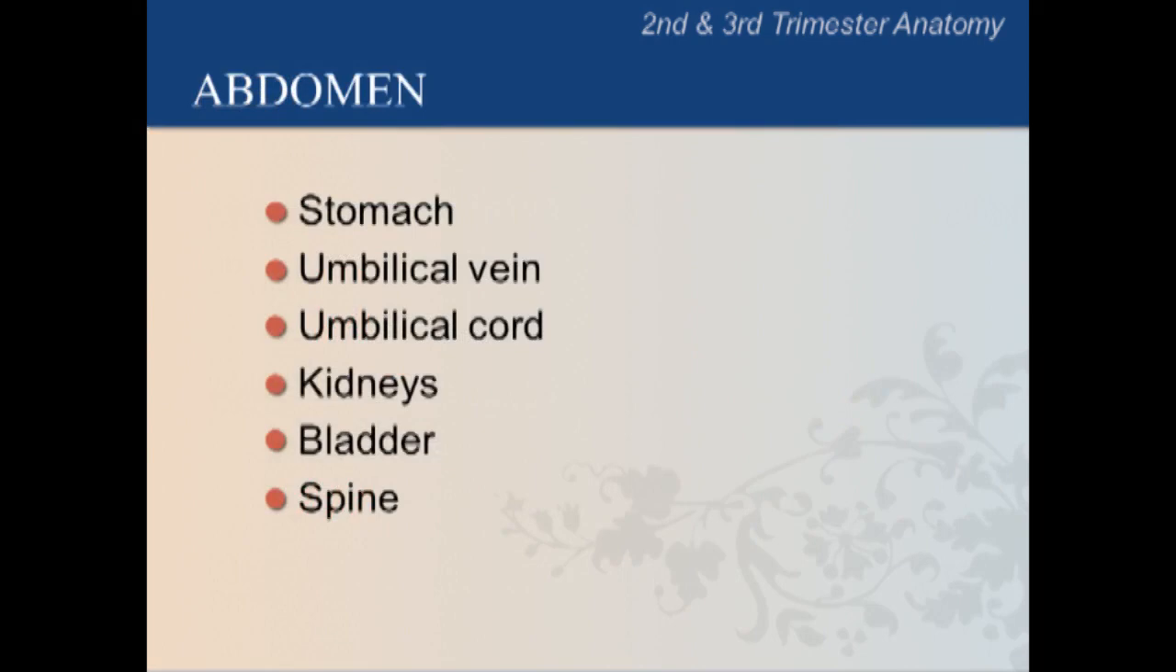Let's move now to the abdomen. These are the important abdominal structures that we will cover: stomach, umbilical vein, umbilical cord, kidneys, bladder, and spine.